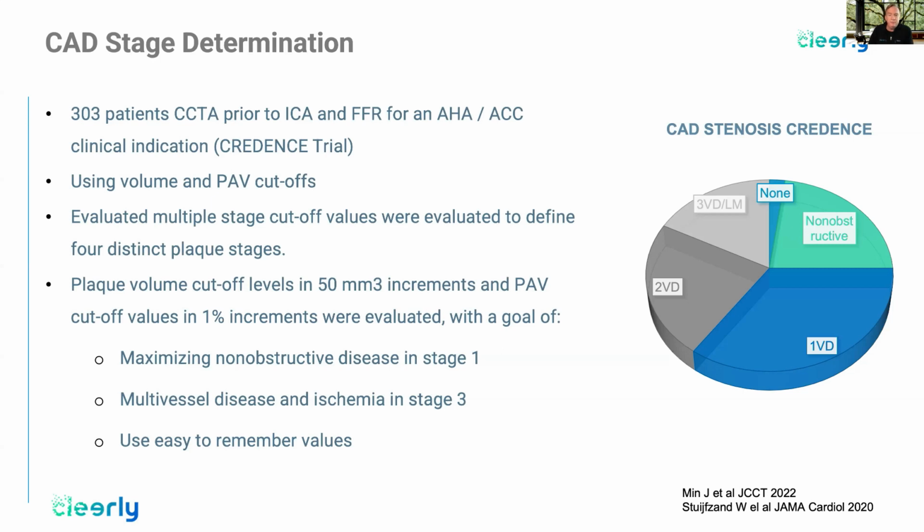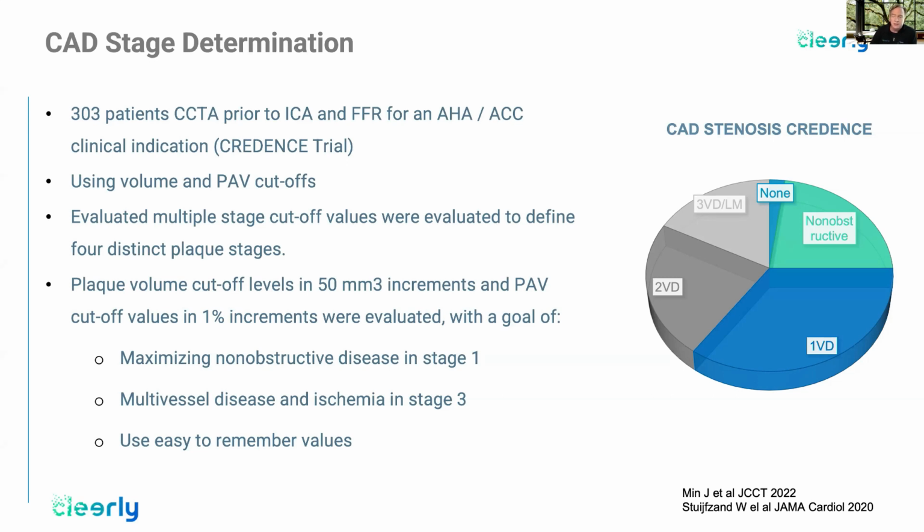So there was a paper published, of which I was a co-author, a couple of months ago in JCCT, for which Jim Min was the primary author. In this paper, they looked at a cohort of patients from the Credence trial in order to determine a staging system which used data from Credence, which showed the degree of coronary atherosclerosis from quantitative CT. They also knew the degree of stenosis using quantitative coronary angiography.